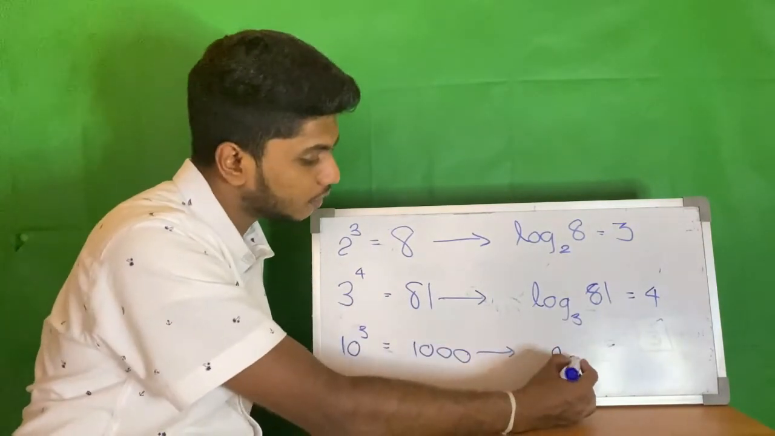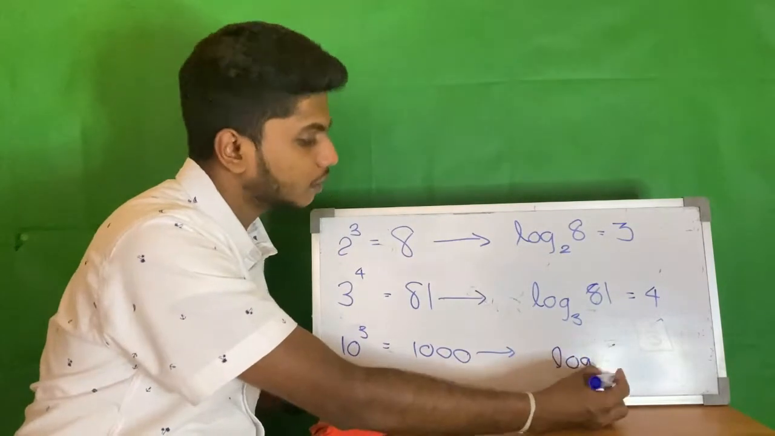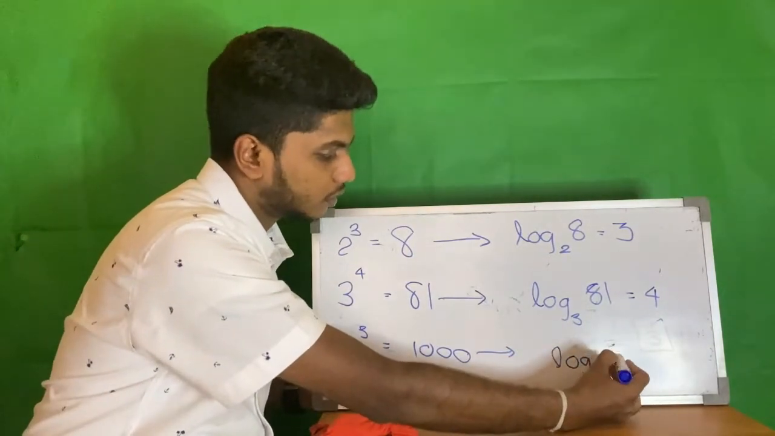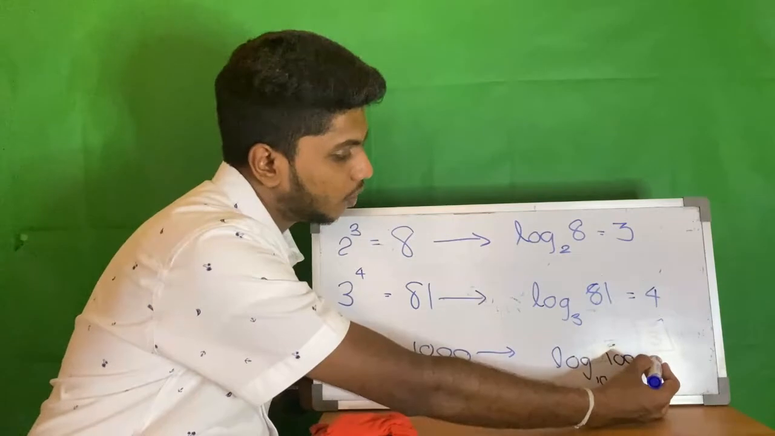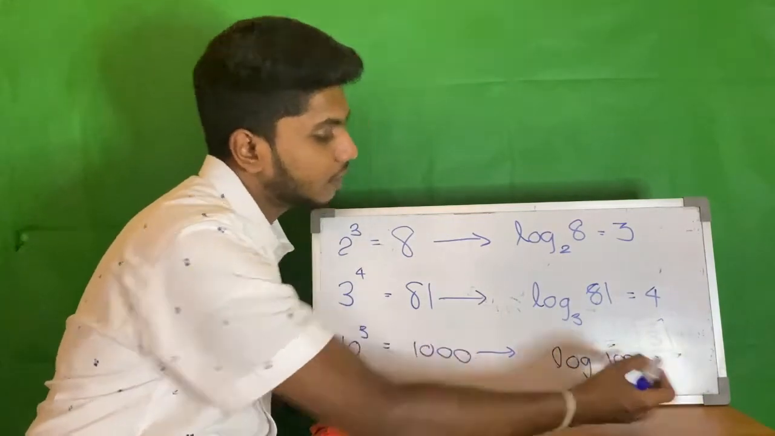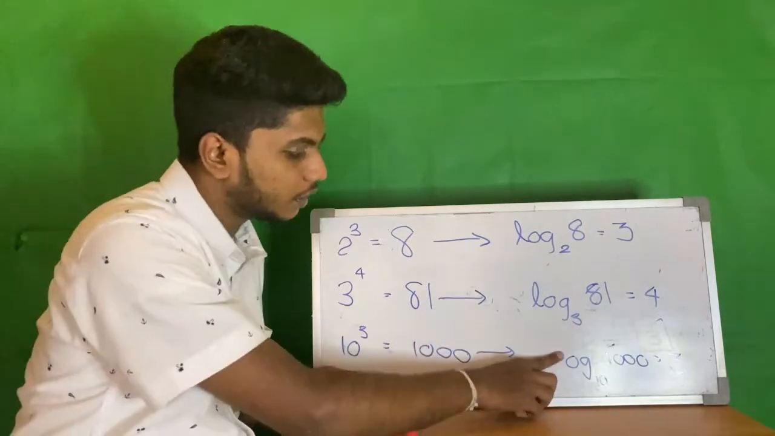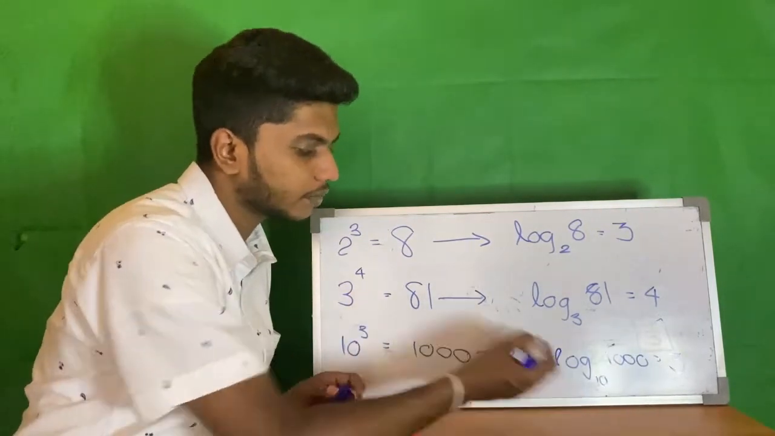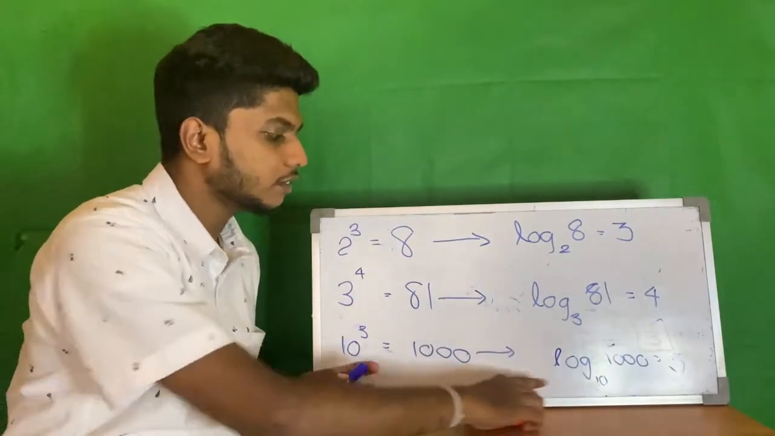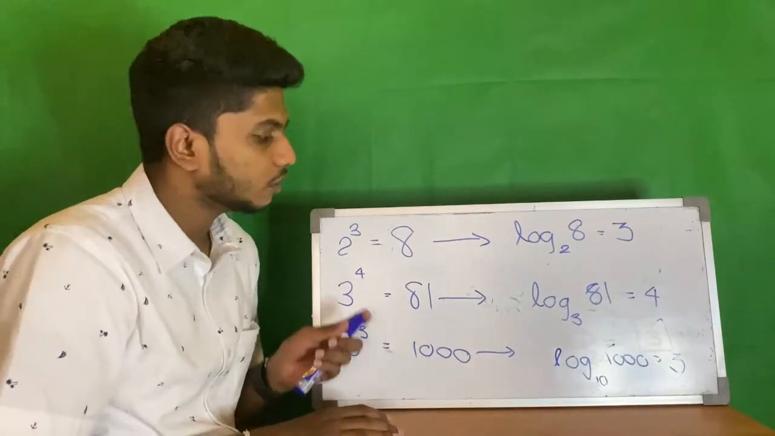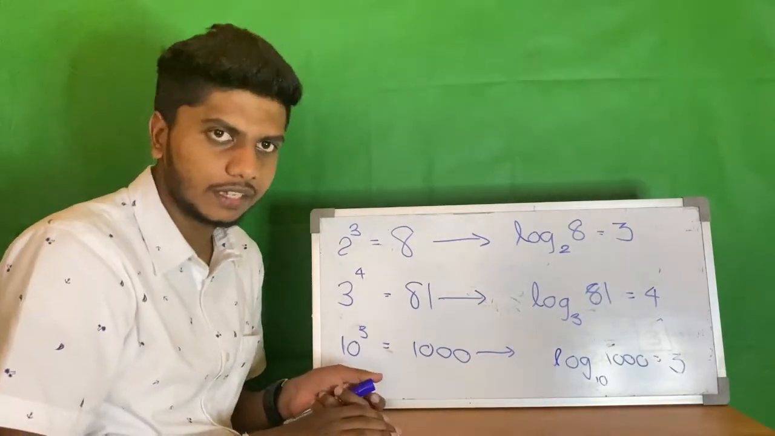So this is log base 10. Your value is 1000, your power is 3. And when you talk about this one, log base 10, there's a special indication for this. So I'm going to talk about that in the next one.